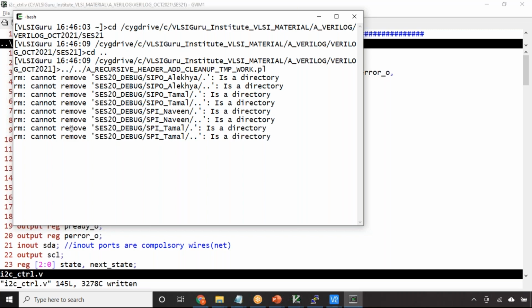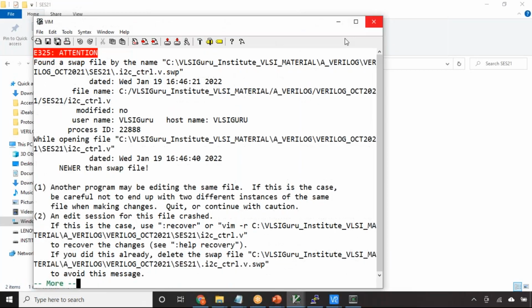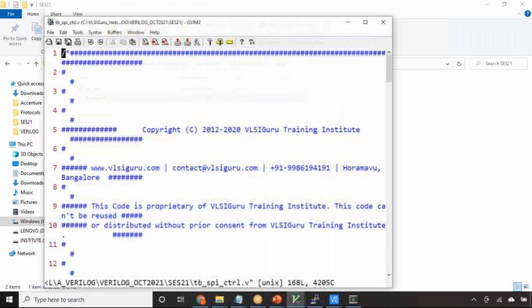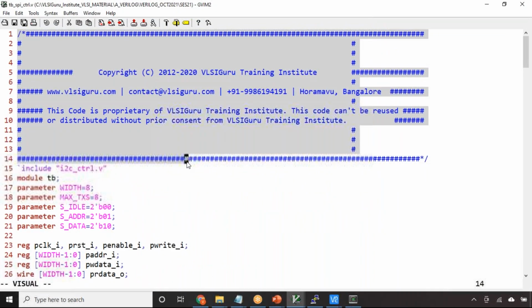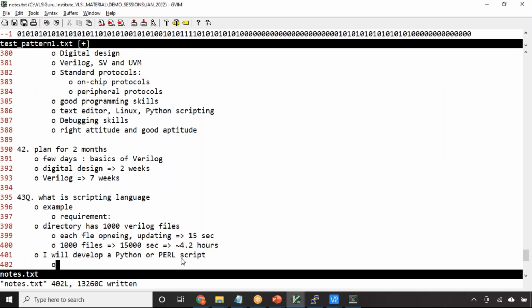It took half a minute. Within that half minute, what it has done is, if I open this file, it has done the update. It has added it here. So what would have taken me roughly 4.5 hours to do, it finishes in 30 seconds, if you have a proper script to do that.